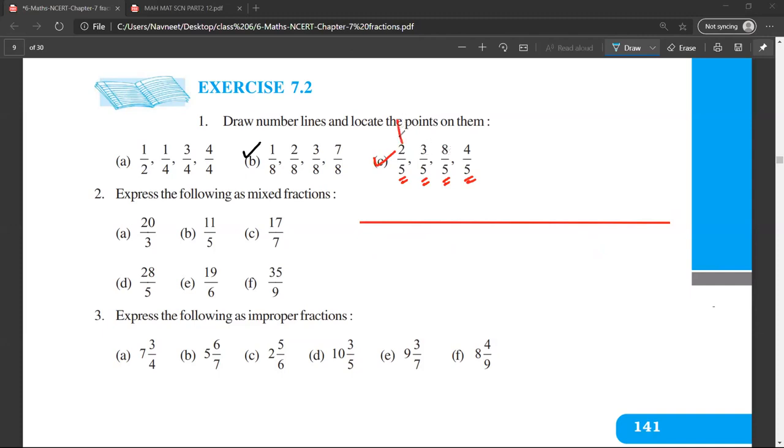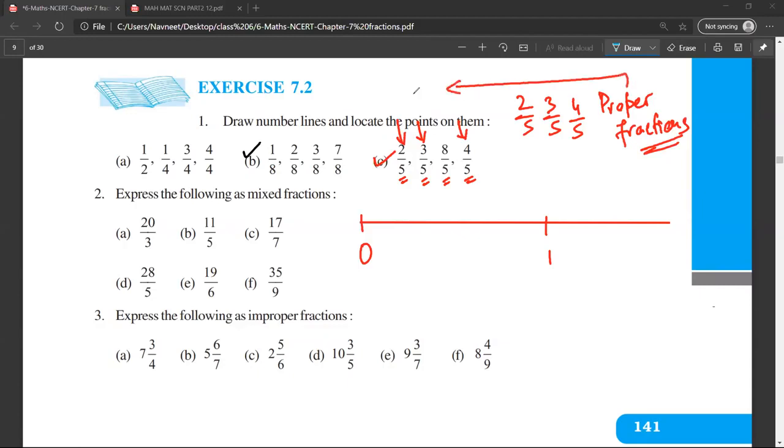Okay. Should we try to do these first? 2 by 5, 3 by 5, 4 by 5. Should I? Yes. So for these, let us make this 0 and this 1. Now 0, 2 by 5, 3 by 5, 4 by 5, they are proper fractions. What is the meaning of proper fractions? The numerator is smaller than the denominator.